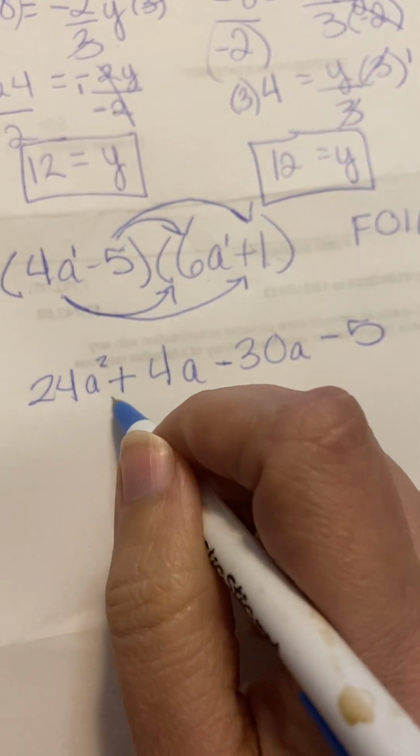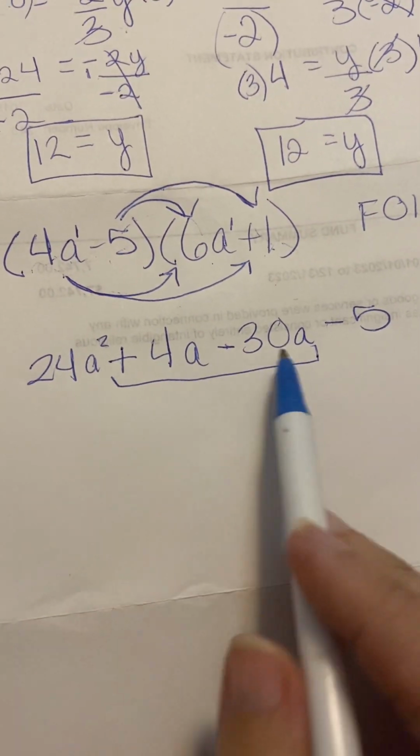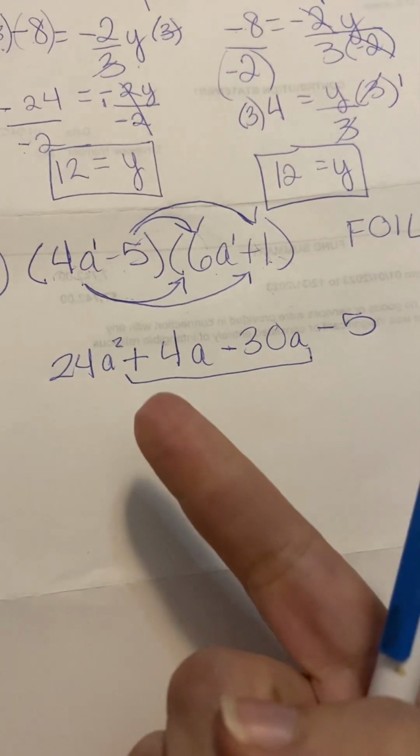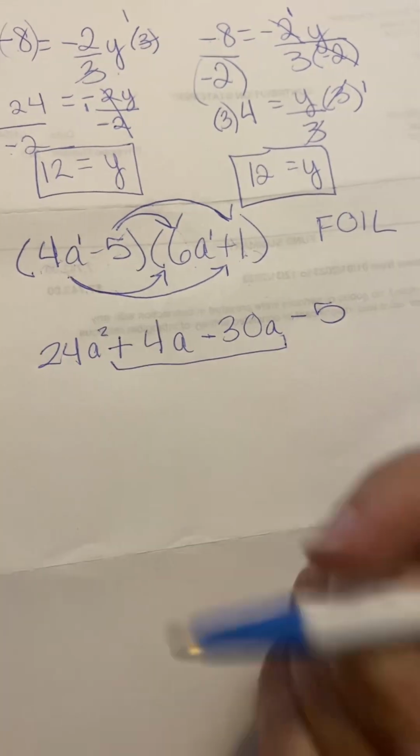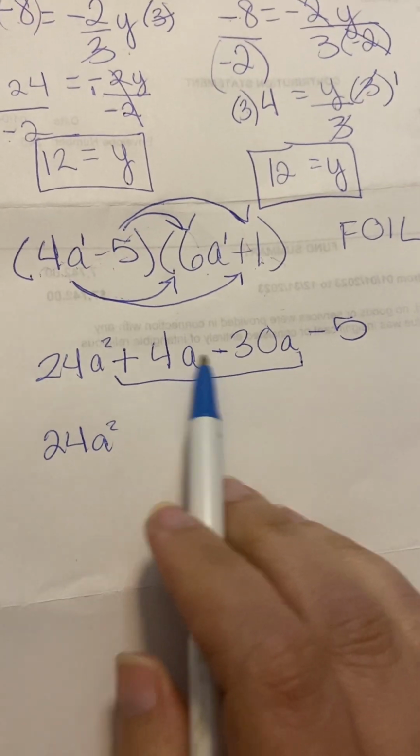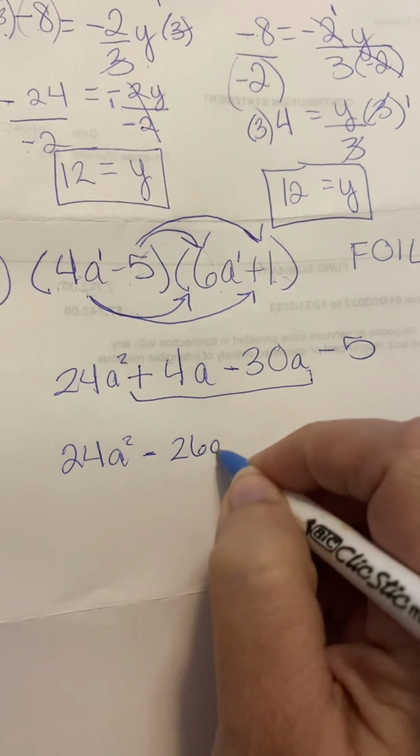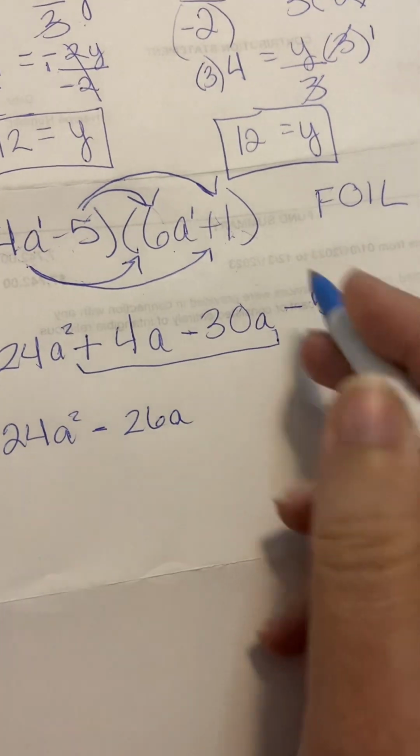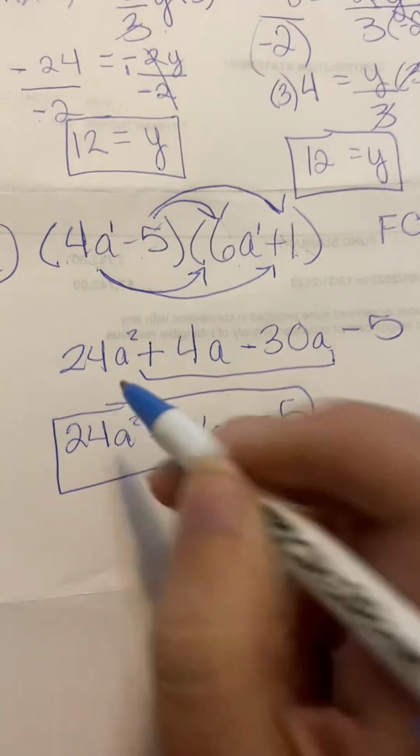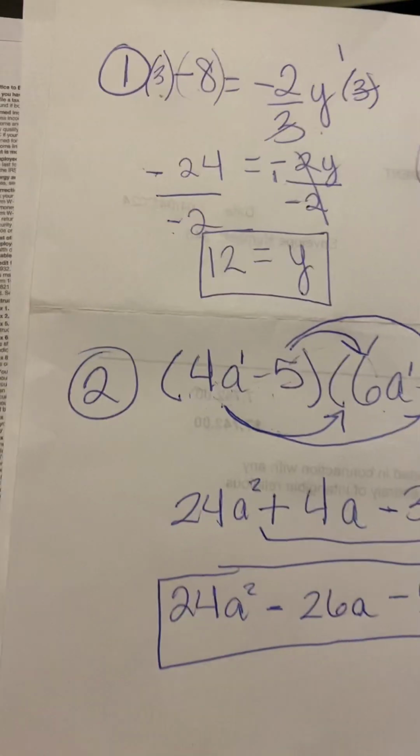So you'll notice here that my like terms are in the middle, different signs. So I'm going to subtract these two numbers, 30, 29, 28, 27, 26. So 24a squared, the bigger number has the sign I'm going to take. So minus 26a, and then minus 5. So your variable exponents should be decreasing as they go down.